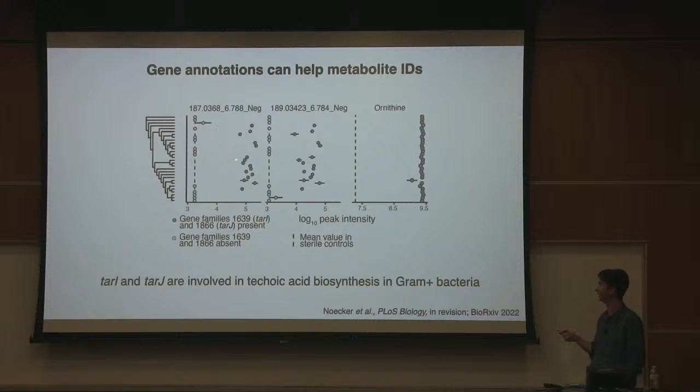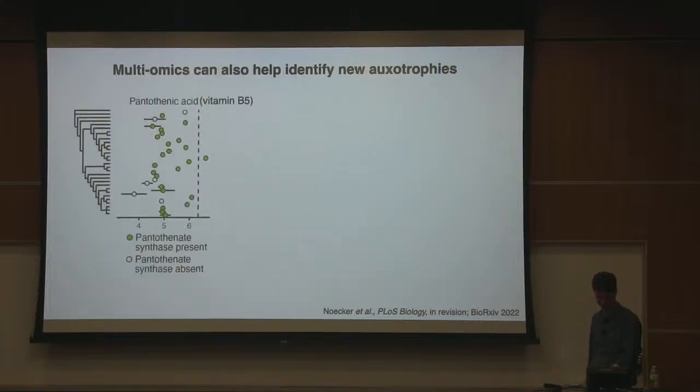And so when we compared this metabolite pattern to the genomes, we found that there are two genes, TarI and TarJ, that are always present when the feature is there. And these are known to be involved in making teichoic acid in gram-positive bacteria. And so the prediction is now that these are somehow related to making cell wall. And we're working to validate that now by mass spec.